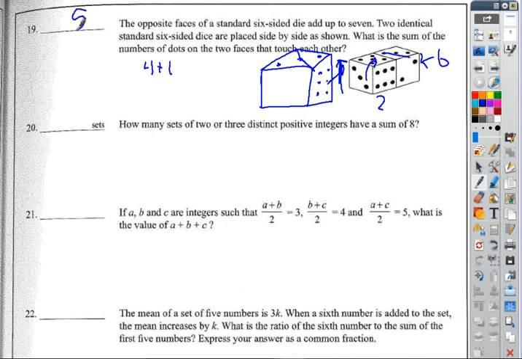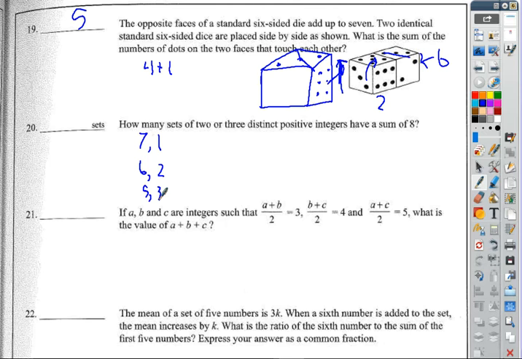Okay, problem number 20. How many sets of 2 or 3 distinct positive integers have a sum of 8? So first I'm going to start with the sets of 2. And I'll go from largest to smallest for the first number. So we could start with 7 and 1, 6 and 2, and then 5 and 3. We can't do 4 and 4 because 4 is not distinct from 4. And 3 and 5 is just the same as 5 and 3, and you don't want to count those twice. So these are the only 3 sets of 2 numbers.